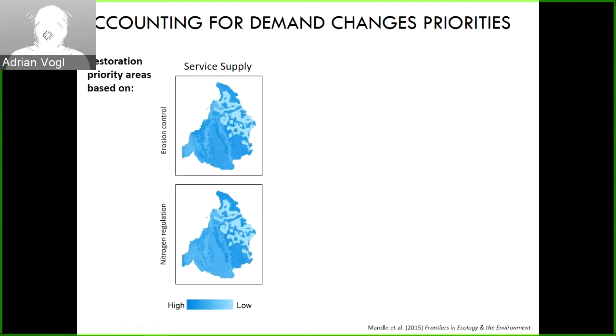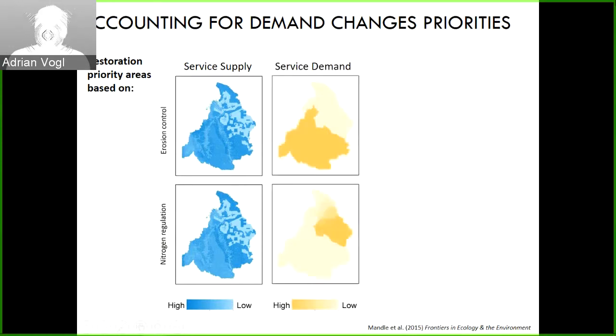And it says service supply because these are priorities based just on sort of the physical change in erosion or nitrogen that you would get from restoration in each of these areas. But now we also created a separate map, which is what we call service demand. And this is based on the population within these watersheds that would benefit from either erosion control or nutrient regulation.